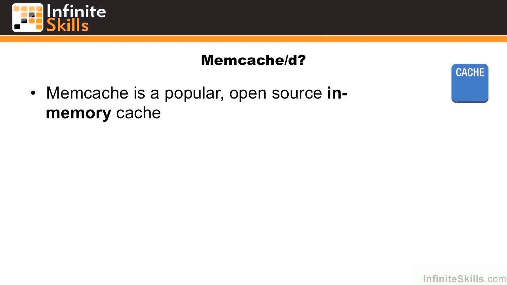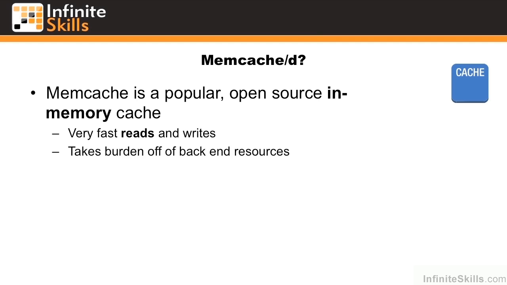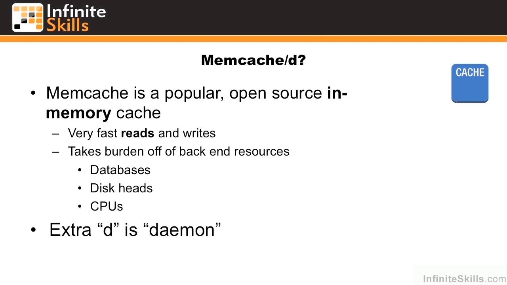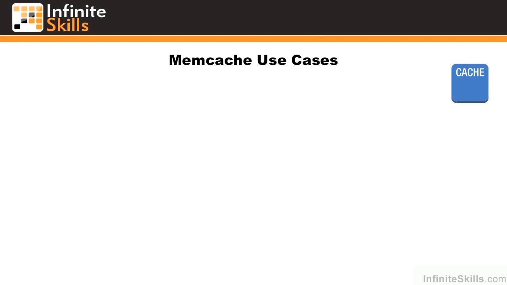Memcached, what is that exactly? Memcache is a popular open source in-memory cache. It has very fast reads and writes because the results are coming from memory, not from a disk head. It can be used to unburden backend resources and free them up for more important work. Those backend resources could be databases, disk heads, or CPUs. The extra D stands for daemon.